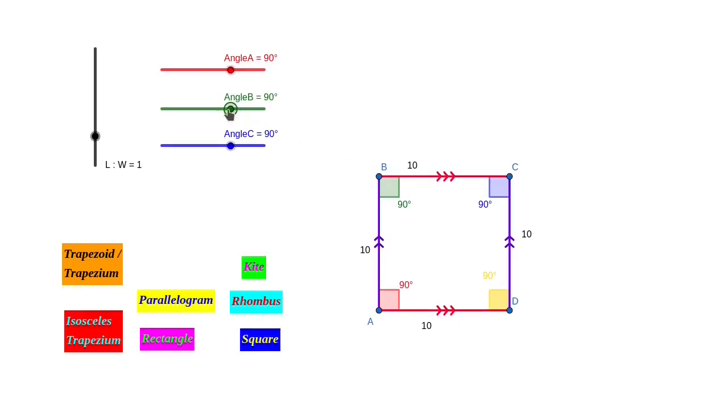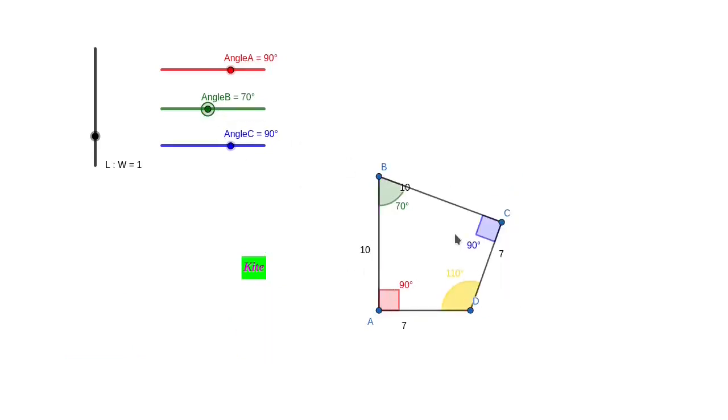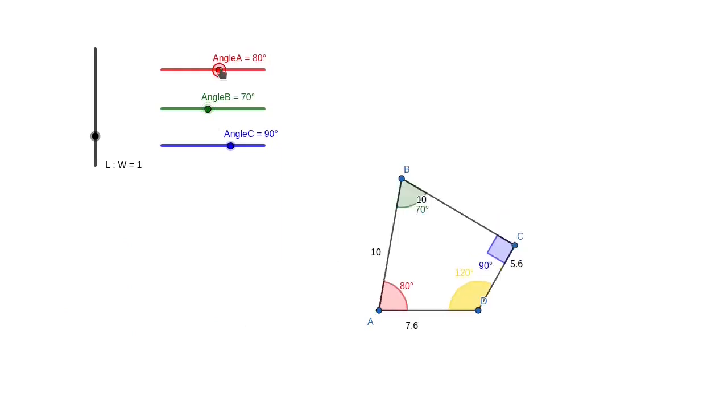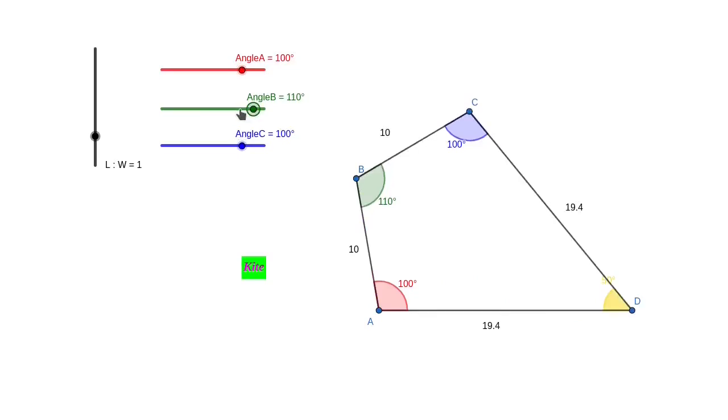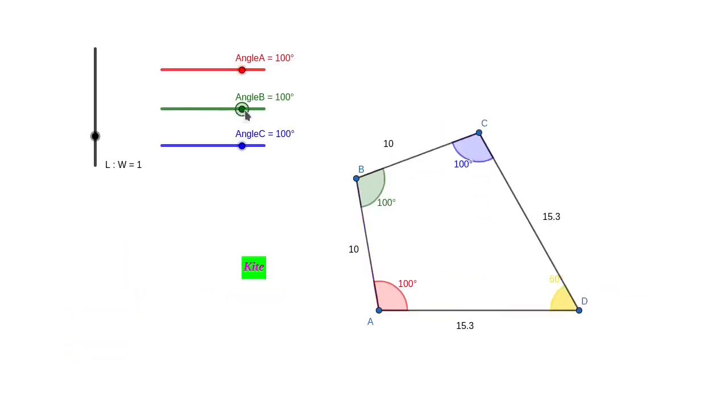So what if we change this angle A and angle C? Suppose we change angle A to 100 degrees, also angle C at 100 degrees, it is also a kite. Now change the angle B, it will always be a kite because it depends on angle A and C, and already these two sides AB and BC are equal.